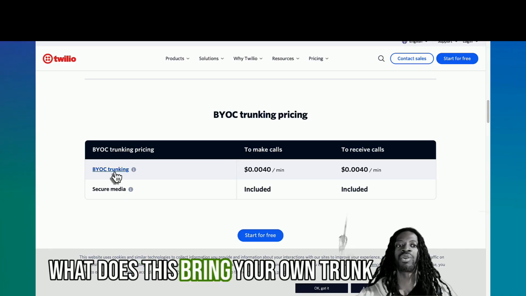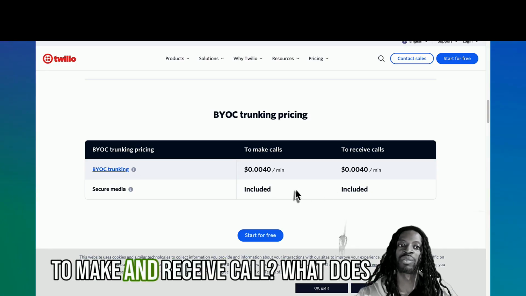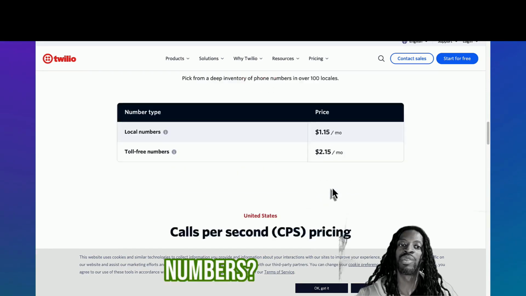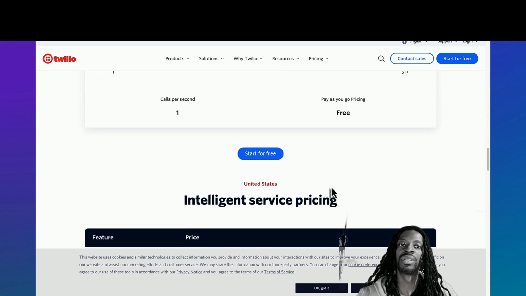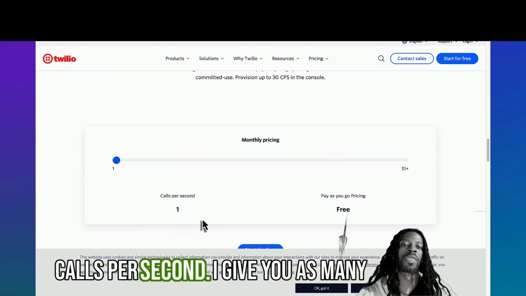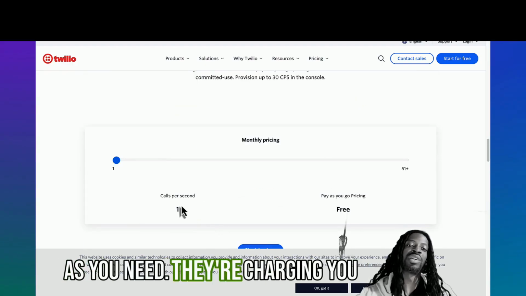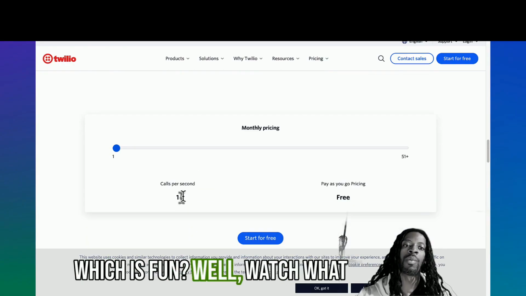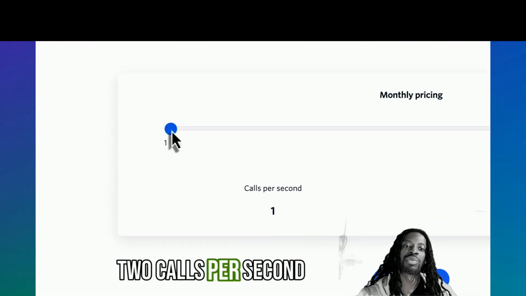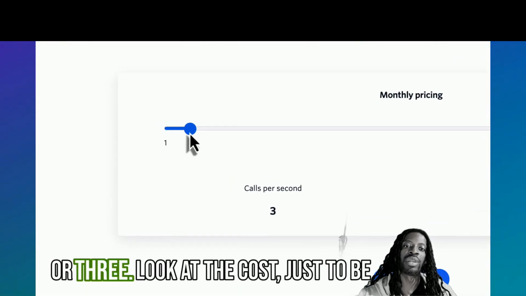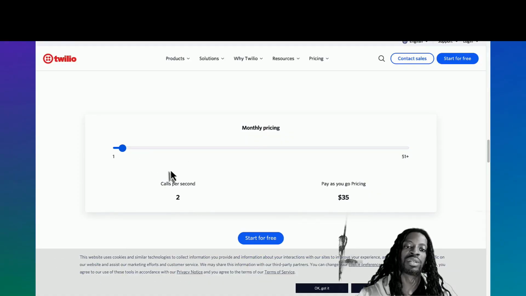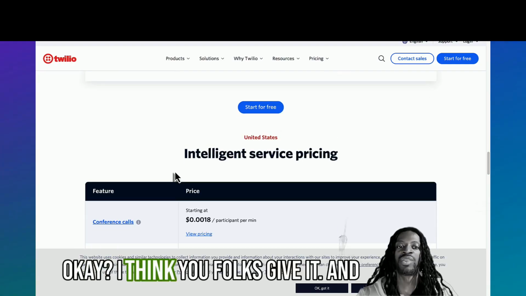So it's just something for you to think about. What does this bring your own trunk to make and receive calls? What is that? Look it up. Phone numbers. Calls per second. I give you as many as you need. They're charging you for 1 call per second, right? Which is fine. But watch what happens the second you make that 2 calls per second. Or 3. Look at the cost. Just to be able to make 2 calls per second. Okay? I think you folks get it.